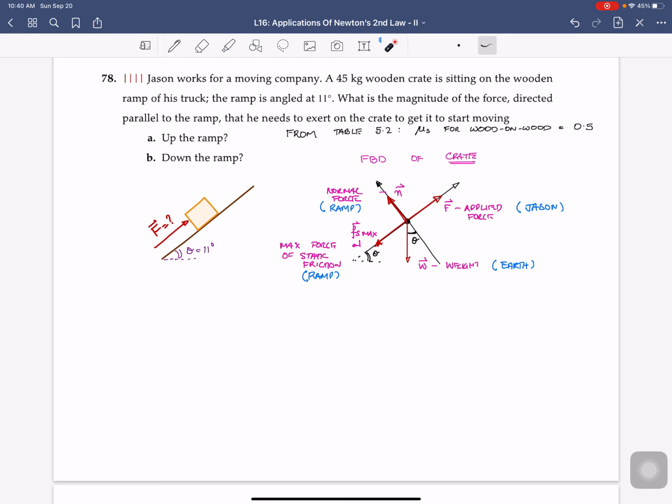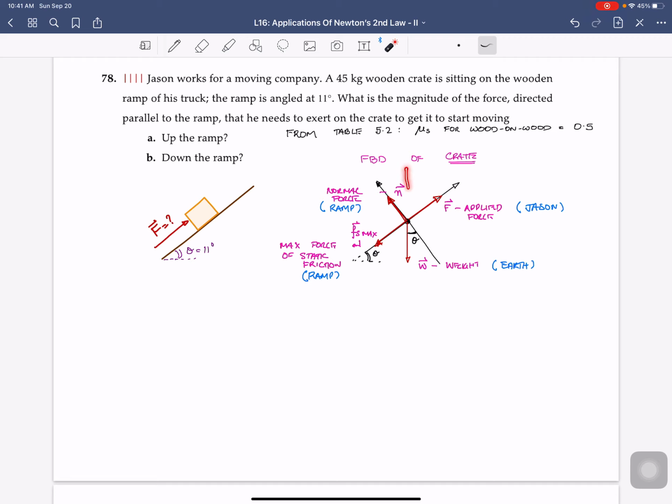You've got four forces acting on the crate. Of these four forces, three of them are along either the x or the y axis, and only one of them has both an x and a y component. Now this was achieved because we chose our axis in this particular manner.